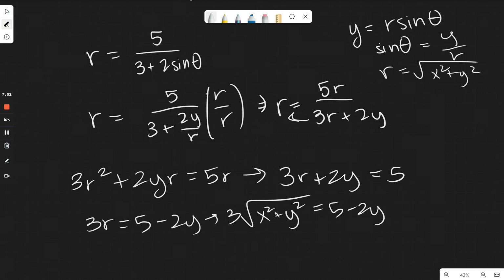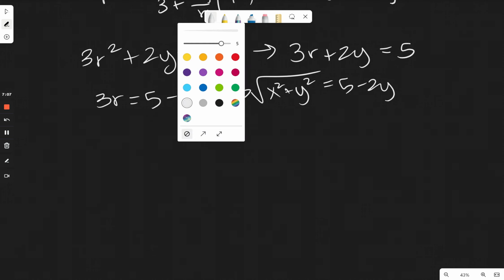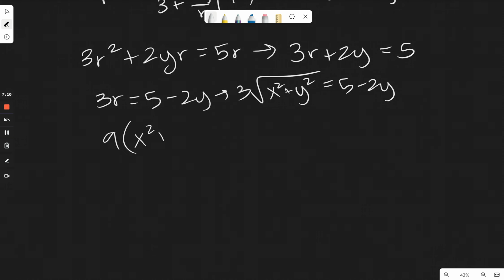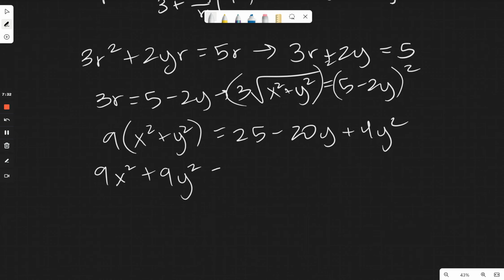And to get rid of the square root, of course, we're going to have to square both sides. And this gives us 9 times x squared plus y squared equals 5 minus 2y squared, which is 25 minus 20y plus 4y squared. Wow, okay, so this becomes 9x squared plus 9y squared equals 25 minus 20y plus 4y squared.